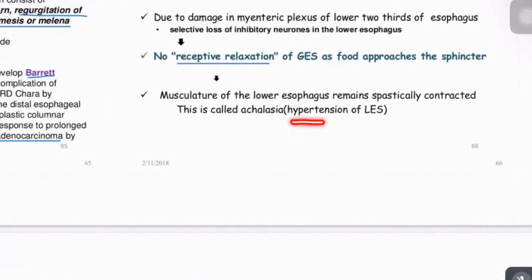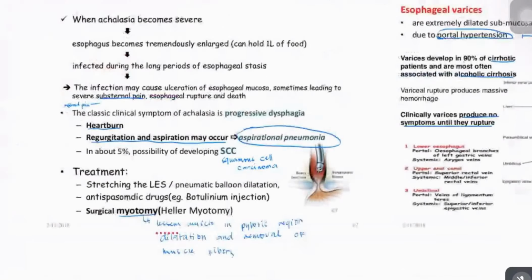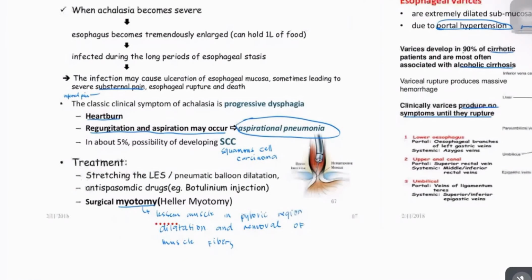Hypertension of your LES. When your achalasia becomes severe, the esophagus becomes tremendously enlarged and it can hold 1 liter of food. Imagine that one. Okay. So it is infected during the long periods of your esophageal stasis, and infection may cause ulceration of your esophageal mucosa, sometimes leading to severe substernal pain, or can cause your esophageal rupture or even death.